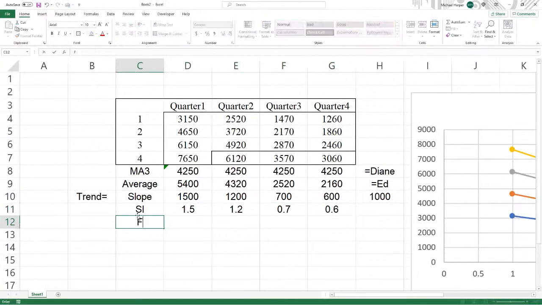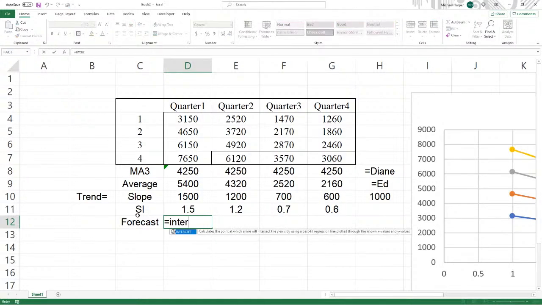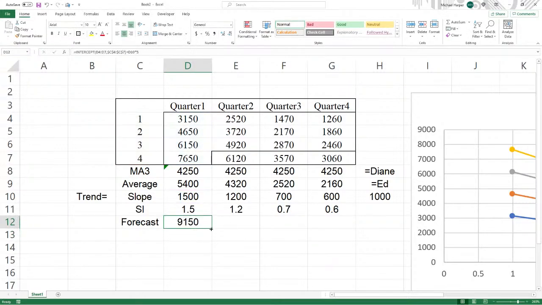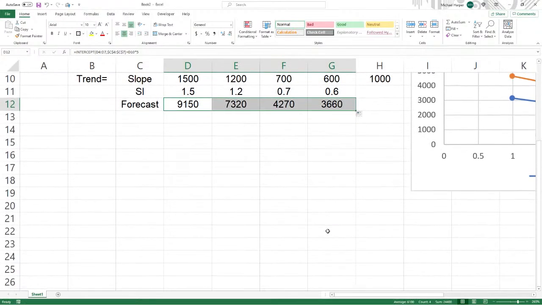So now the forecast. Well, the forecast equals the intercept of your data, comma, the time period, F4 to freeze again, plus the slope, well, we have the slope right here, times the next year, which is 5. And so this would be the forecast for year 5. And we copy this over. And so we see here for the next year, the forecast for Frank is given by those 4 numbers.